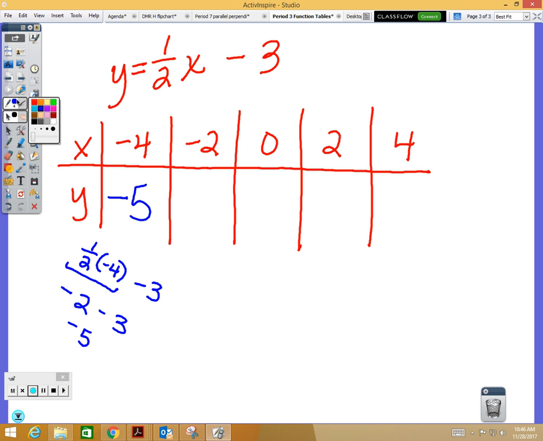Now the reason that I chose these x values is because I can take half of all of these numbers, so it makes it a little bit easier. So like this one would be 1/2 times negative 2 minus 3. Again, a positive times a negative is a negative, and half of 2 is 1. So 1/2 times negative 2 is negative 1. And then negative 1 minus 3, negative 4.